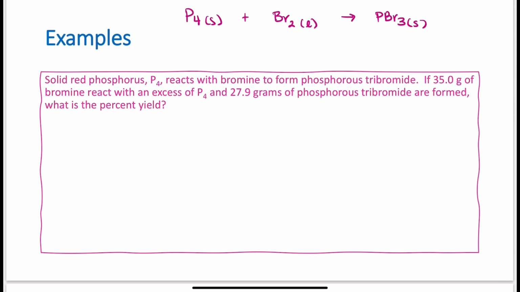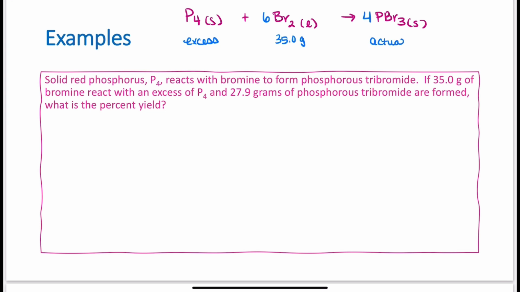Let's balance this. We have 4 phosphorus on the reactant side, so I need 4 on the product side. That gives me 12 bromines on the product side, so I need 12 on the reactant side. Okay, I've got 35 grams of bromine with an excess of P4. That's nice. That's telling me that I don't have to deal with the limiting reactant problem.